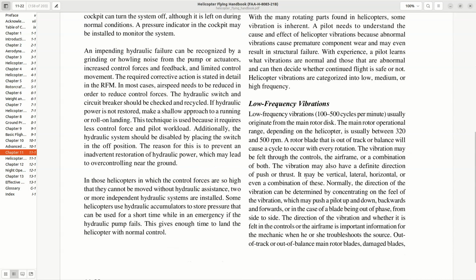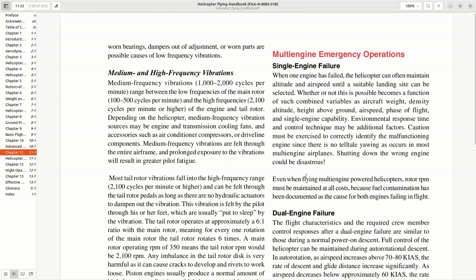Vibrations, again, if it's low frequency, sounds like the main rotor disc. What if it's higher frequencies? Then you're looking at engine or tail rotor. And then finally, what if you're in a multi-engine helicopter? You can have a single engine failure. If you're flying something like a Black Hawk, that thing has so much power, even with one engine functioning, it's not really going to be a big deal. If both of them fail, guess what? You're doing an autorotation.